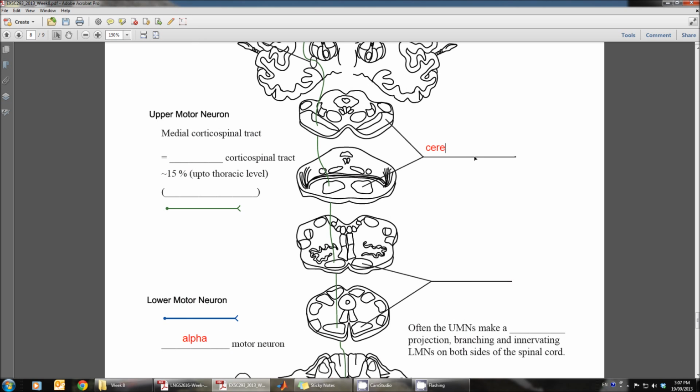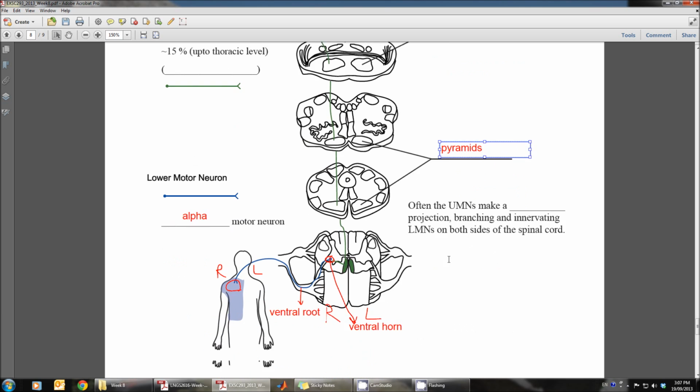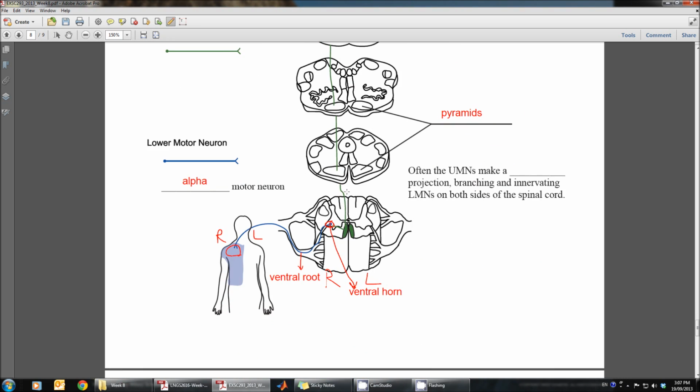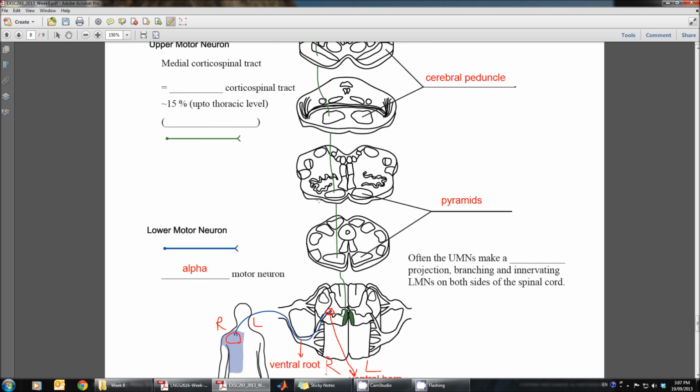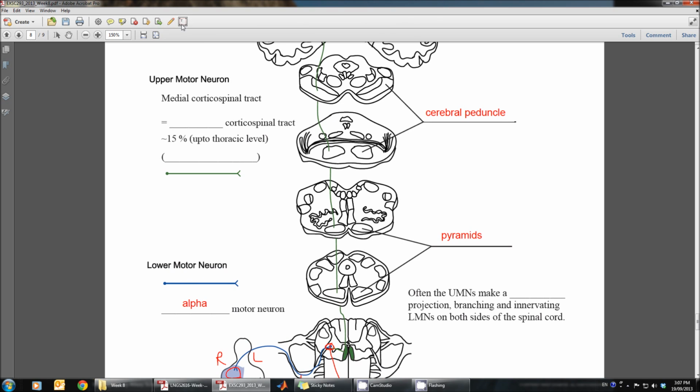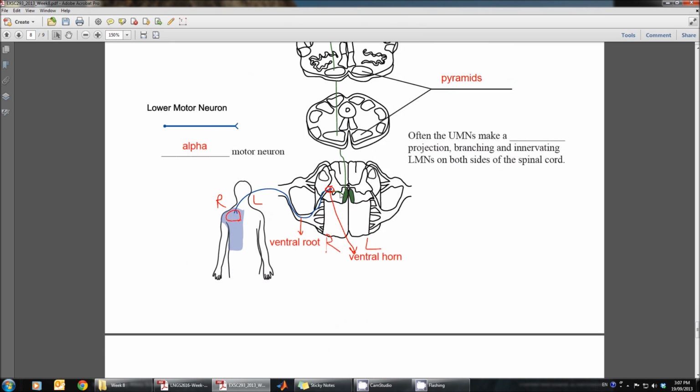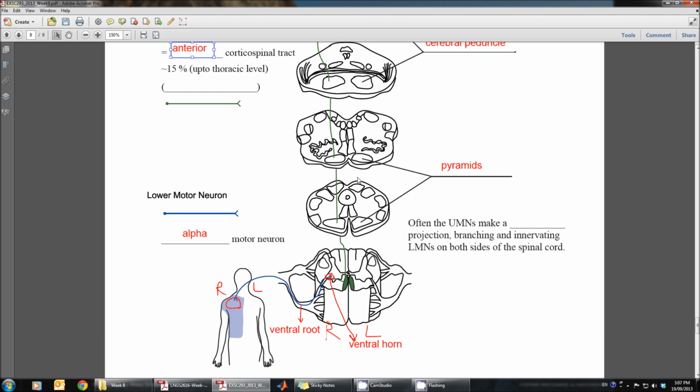So let's label those parts: cerebral peduncle, and pyramid. In this medial corticospinal tract you don't see the decussation at the junction between the medulla and the spinal cord. The other term for the medial corticospinal tract is the anterior corticospinal tract, because of its anterior location on the spinal cord. So that's the same term.